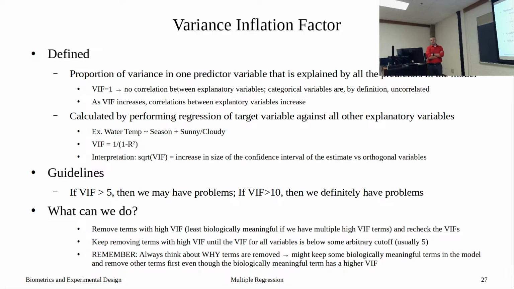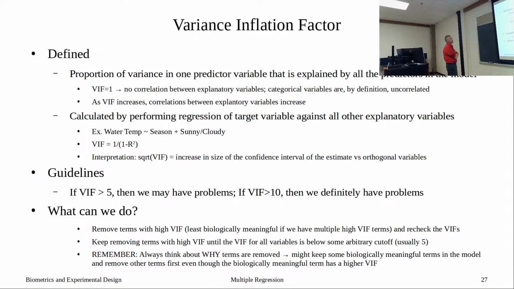We calculate this variance inflation factor by performing a regression analysis of our target variable against all of the other predictor variables in our model. And then our variance inflation factor would be 1 divided by 1 minus R squared. I can't remember if I pointed that out or not, but we're not so much interested in it because R will generate the VIFs for us.